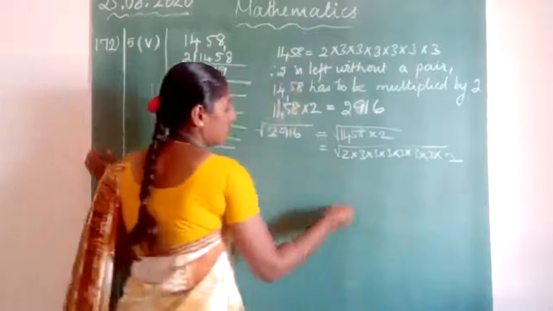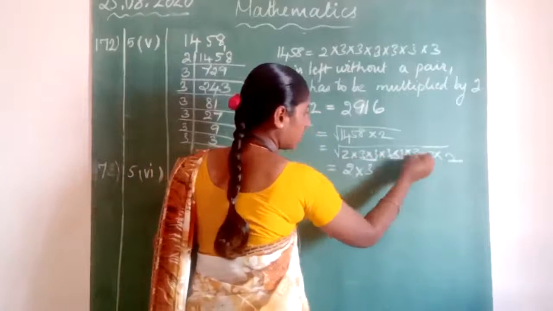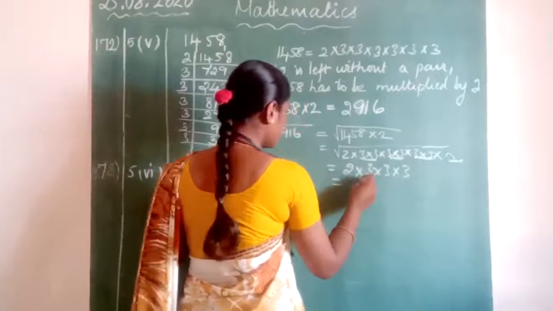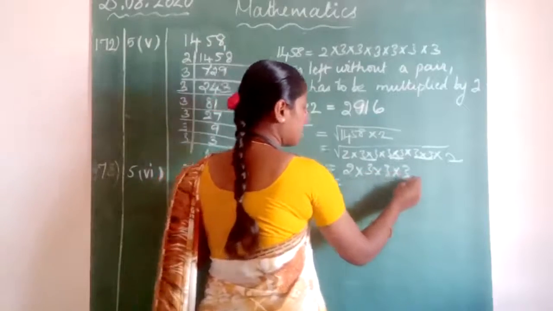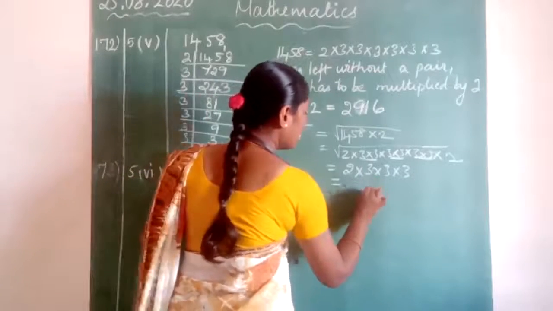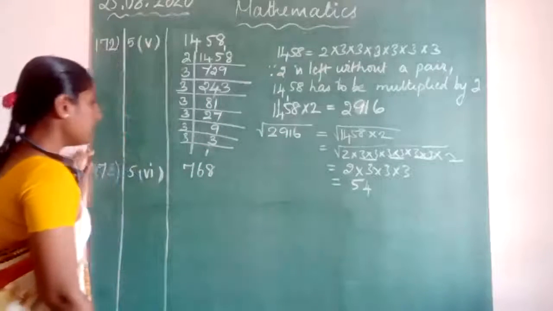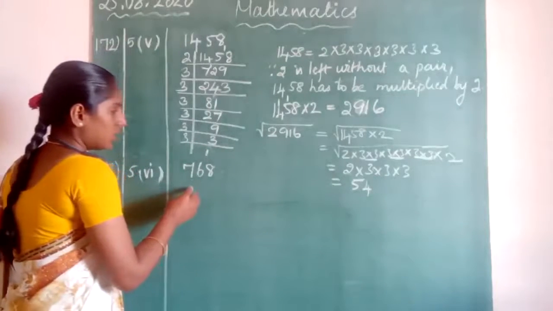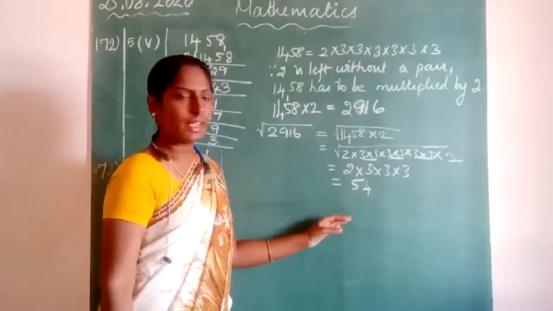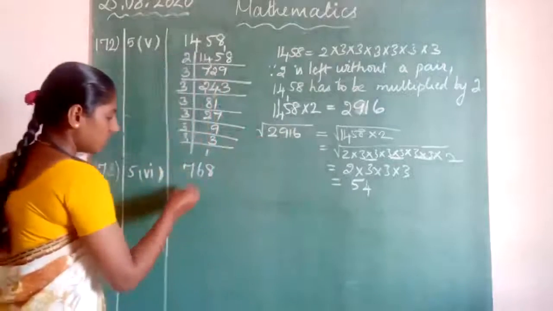Here 2 2's are there, so you can take 1 2 outside, then 3 pairs of 3. So 2 3's are 6, 6 3's are 18, 18 3's are 54. Is it clear? Okay, now coming to the next question. 54 square is 2916.